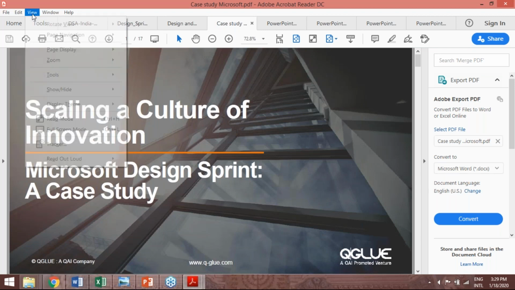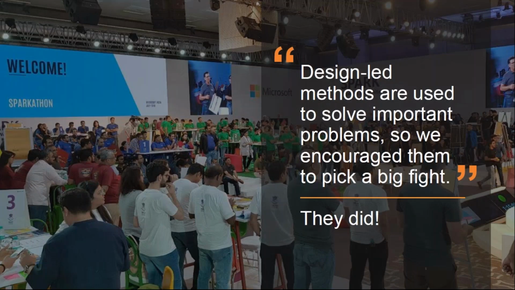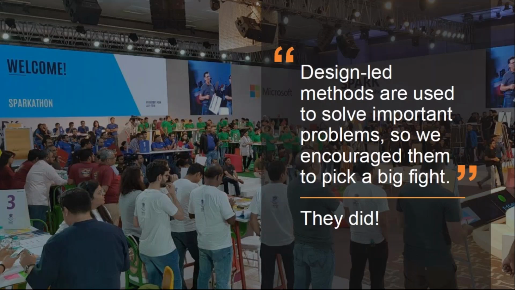For Microsoft, we had a requirement of doing a Sparkathon for their sales team members across India and also a few members coming in from international locations. So it was a sales meet, and the whole objective was to do a high-paced sprint for around 650 people from sales teams to work on very specific challenge areas that they had identified. Like I mentioned before the sprint, there is a lot of deep dive that you need to do on the challenge areas.